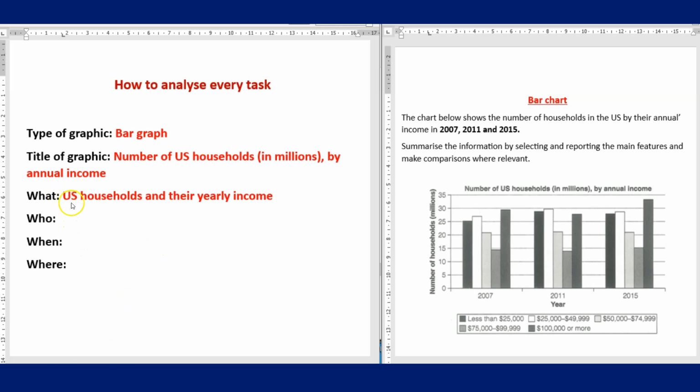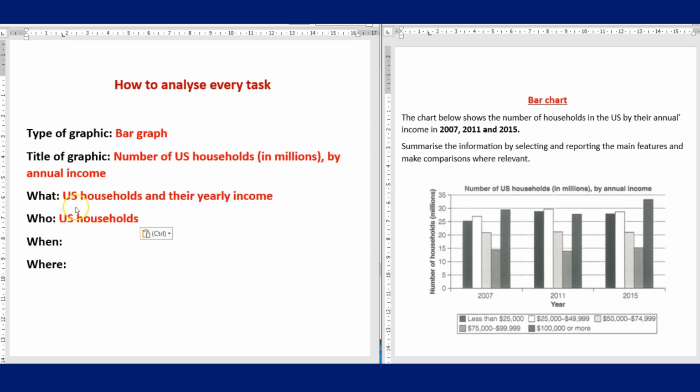So now that we know that this question is about US households and their yearly income, who are those involved? Simply the US households. So we know that these different household families are involved in this particular survey. So we are just looking at the households.